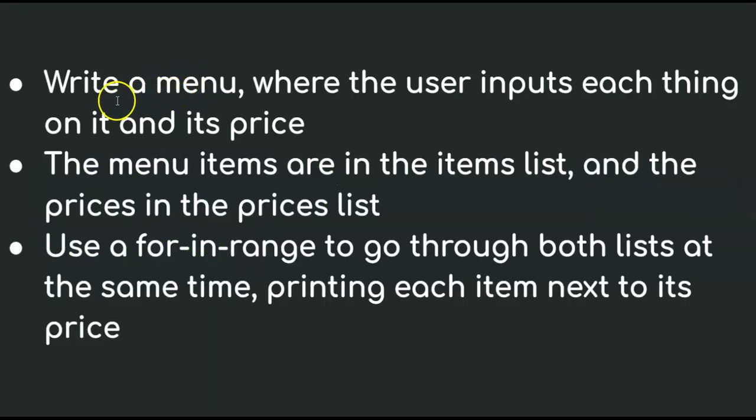In this one, we need to write a menu where the user inputs each thing on it and its price, and the menu items are in the items list and the prices are in the prices list. So there's going to be two lists, and we use a for in range to go through both lists at the same time, printing each item next to its price. It sounds pretty complicated, but we can definitely get this done. Let's look over at the code and make it work.